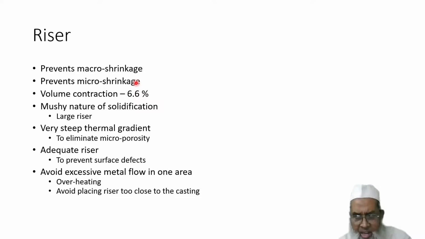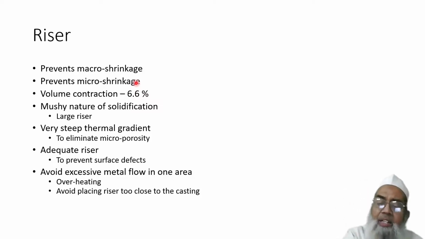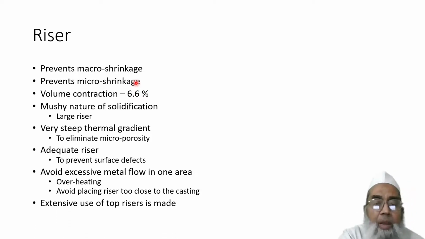If excessive flow is there, that area may get heated and overheating may take place, and therefore we need to place the riser a little away from the casting, so that overheating at the neck may not take place. Extensive use of top risers is made so that metal can come directly, and therefore loss of energy may not be there, and with a small superheat, we are able to feed the cavity.